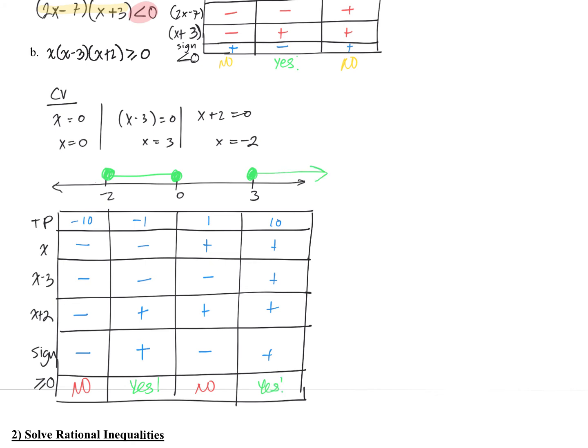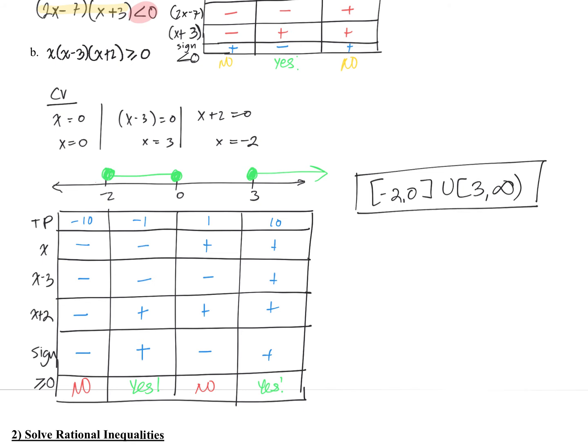All right, we can go ahead and write our answer in interval notation, which is going to be negative 2 to 0. Oops, that should include negative 2. Union 3 to infinity, and that is my solution. Once again, the main things I am looking for: you state your critical values, you show the testing, you show the graph, you show interval notation.